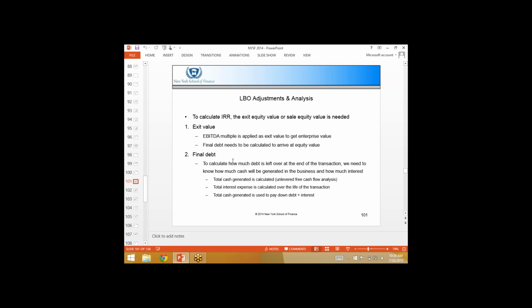Okay, so let's take a quick subjective example of what happens when we buy a business. Let's say we've come up with a purchase price for a company that we want to buy, and we've come up with uses, which is paying the purchase price, supporting the target company's net debt and fees. And then sources, which is a combination of debt and equity.